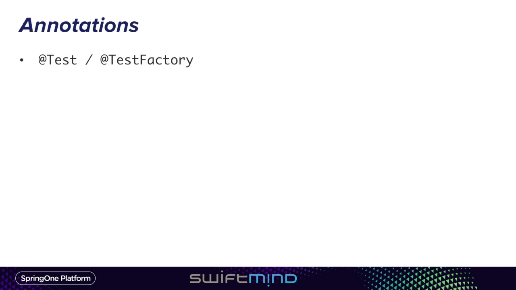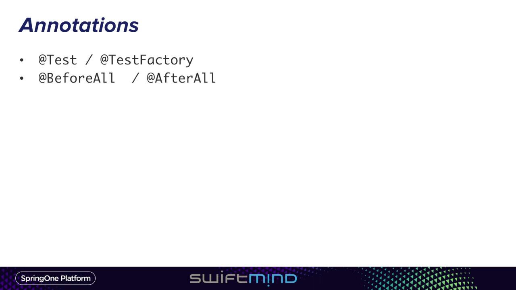In terms of the annotations, surprise, we have an @Test annotation. We couldn't come up with anything better than that, so it's called the same as in JUnit 4 and pretty much anywhere else. One difference here is this does not have any attributes or parameters that it accepts. It doesn't accept a timeout or an expected exception, because we expect you to do that in a different way with lambdas and stuff on Java 8. Also, @TestFactory is for dynamic tests.